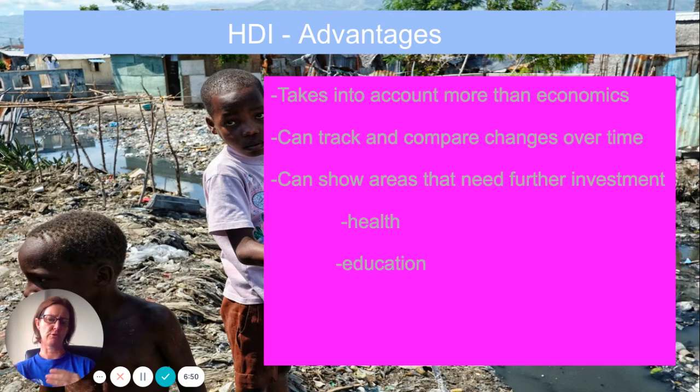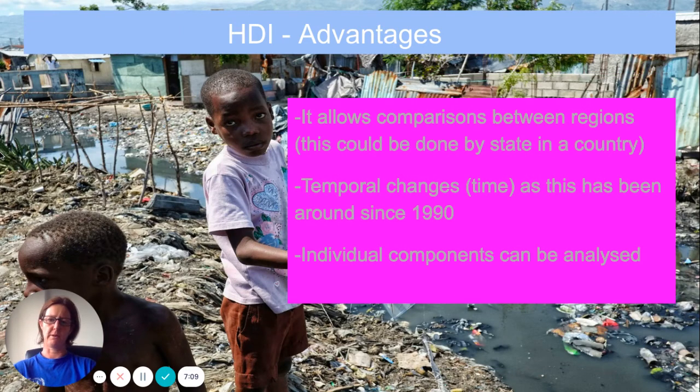So do I need to invest further in health? Do I need to invest further in education as well? All right, so 3 positives here. More than economics, I can track and compare changes over the time, especially my subcategories here. All right, so I've got 3 categories: health, education, and wealth. What do I need to invest in over a period of time?